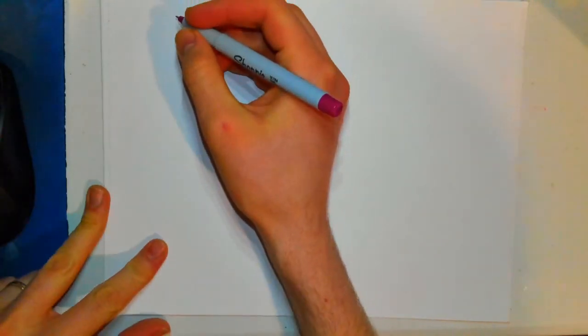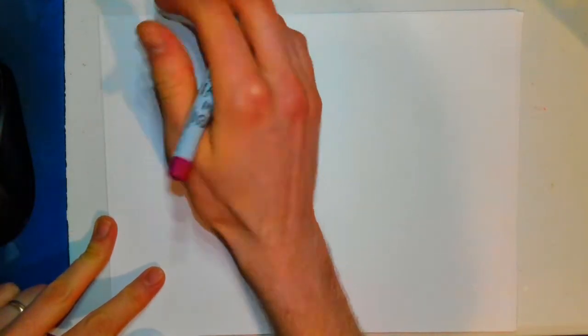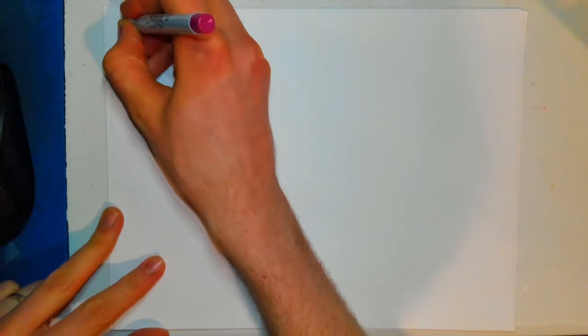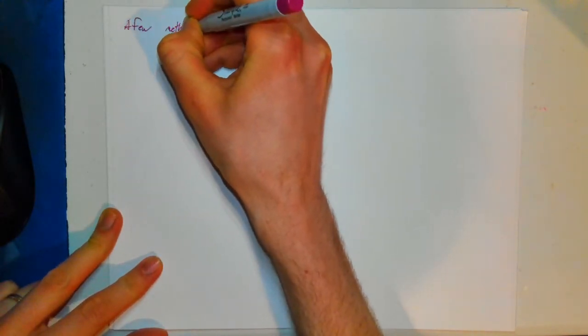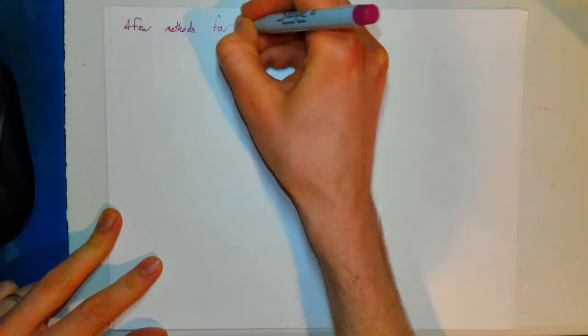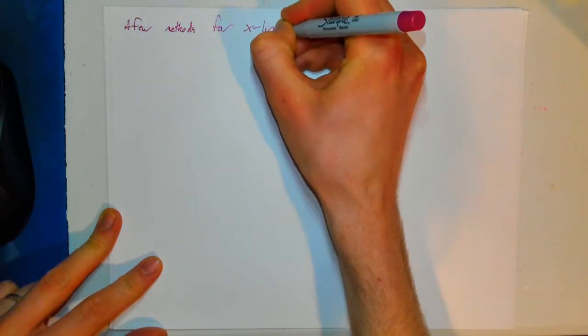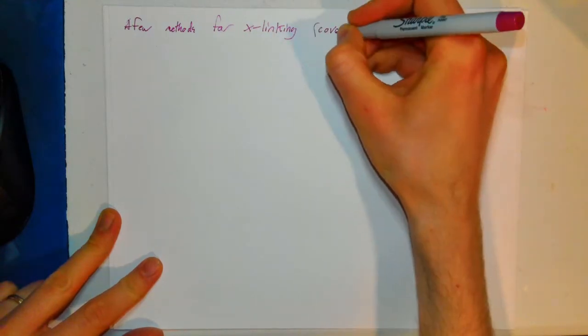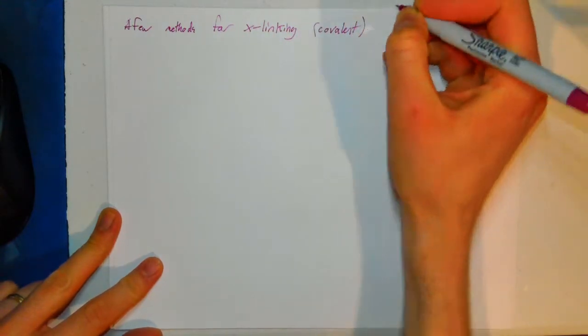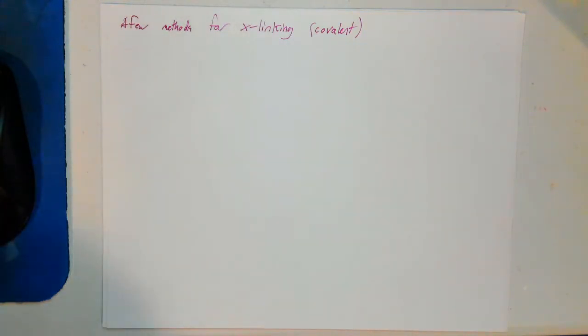Welcome to Biomaterials. What are we going to talk about today? Today we're going to talk about a few methods for cross-linking. And in particular, I'm going to talk about covalent methods for forming covalent crosslinks.